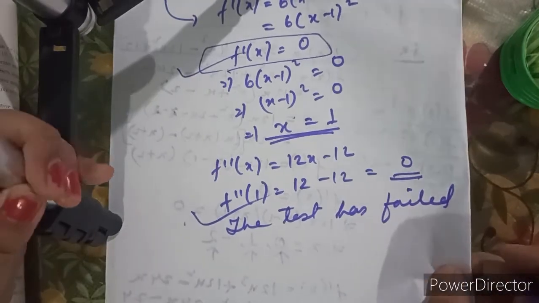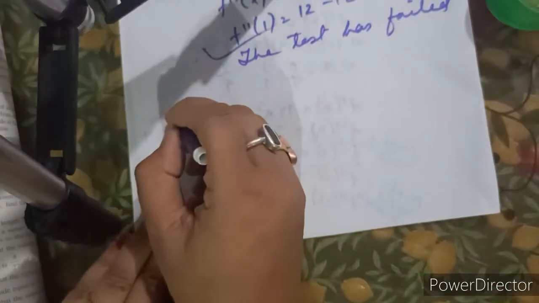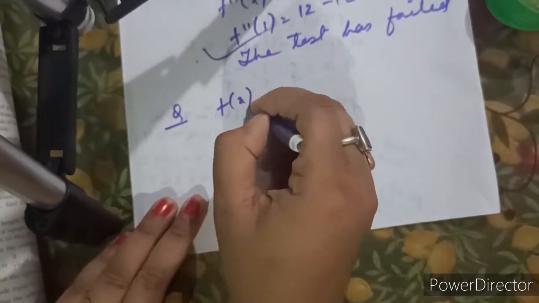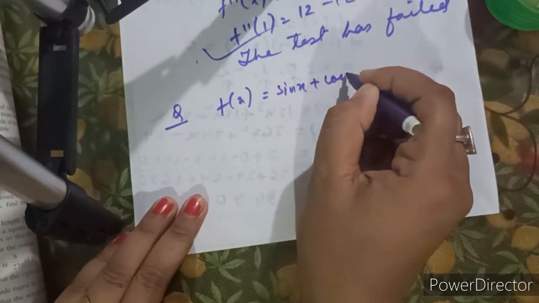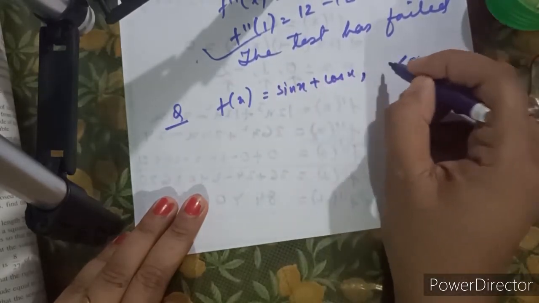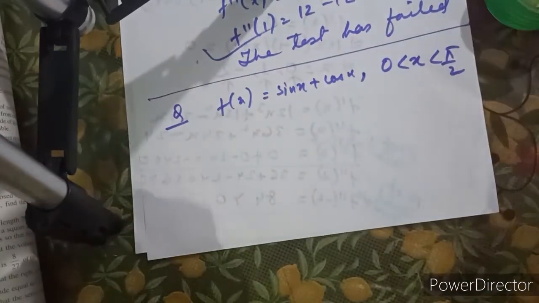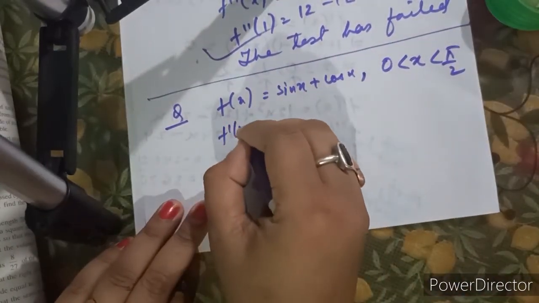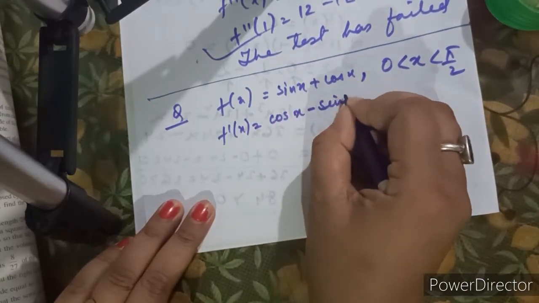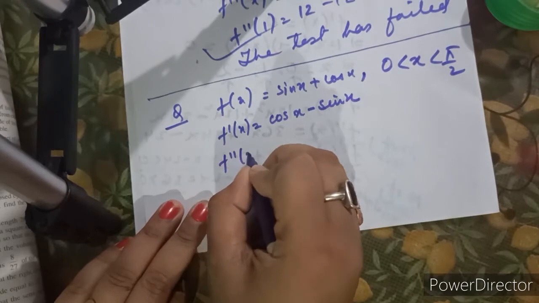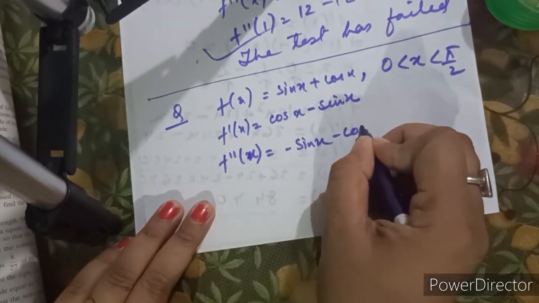Let me take one more example. Now, already we have taken a polynomial function. Now if I take a trigonometric function, suppose sin x plus cos x, where x should be greater than 0 and less than pi by 2. So f dash x will be cos x minus sin x, and f double dash x will be minus sin x minus cos x.